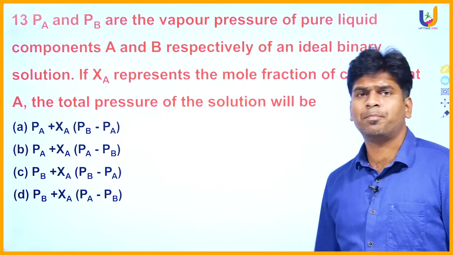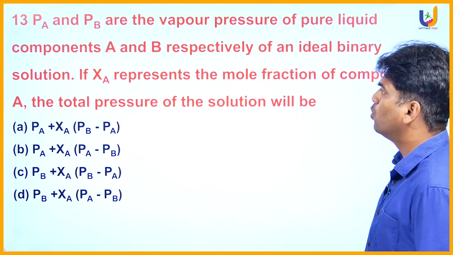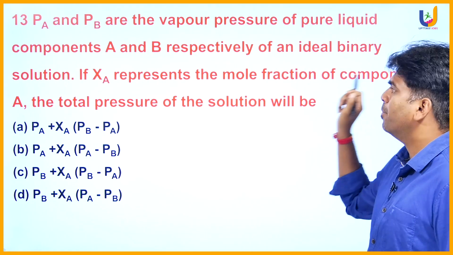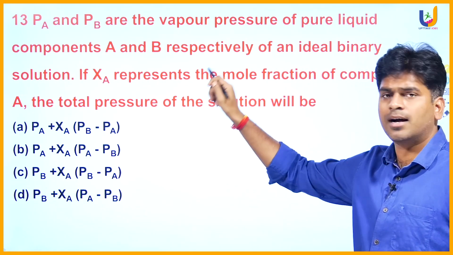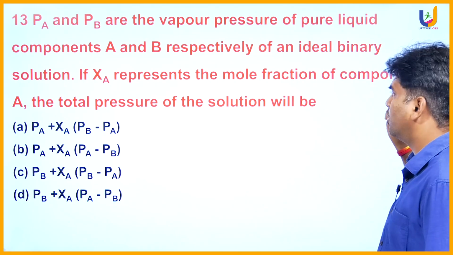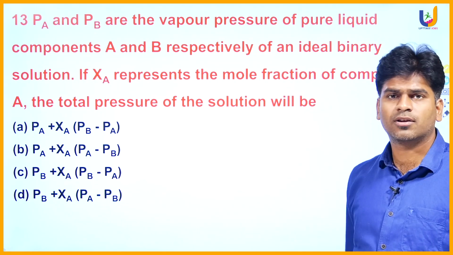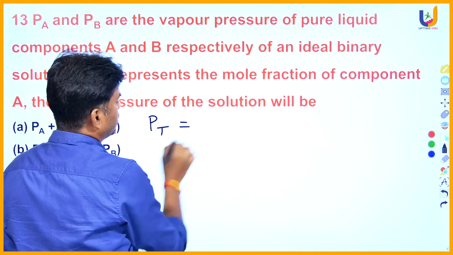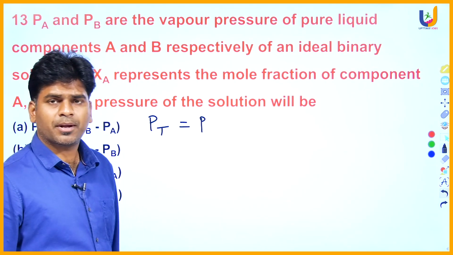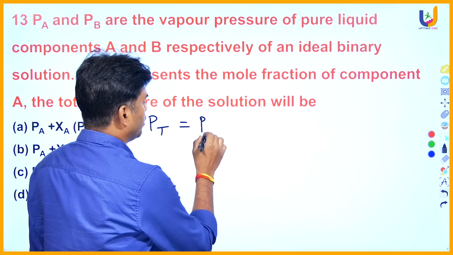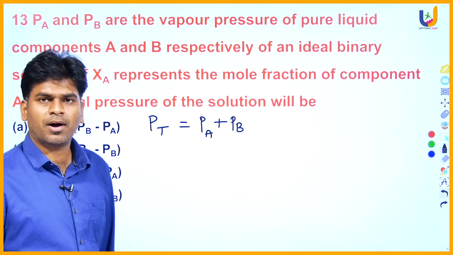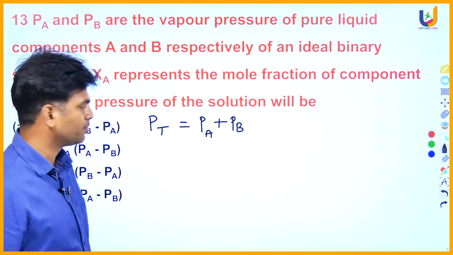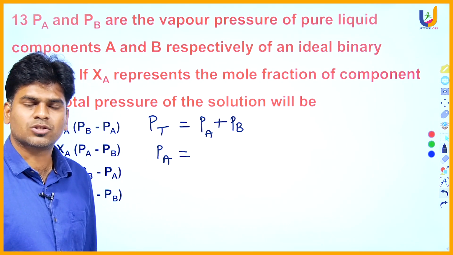And next, PA and PB are the vapor pressures of the pure liquid components A and B respectively of an ideal binary solution. If χA represents the mole fraction of A and χB represents the mole fraction of B, what would be the relation? Let's see the answer. Total vapor pressure is equal to the sum of the vapor pressures of solute and solvent, PA plus PB. The sum of vapor pressures of solute and solvent is equal to the total vapor pressure of the solution, right?